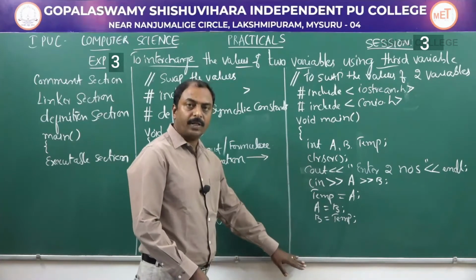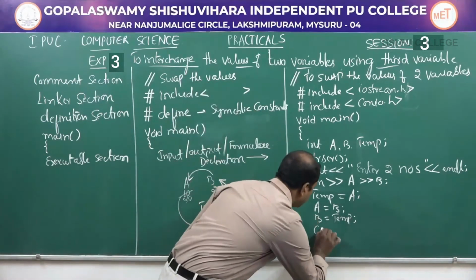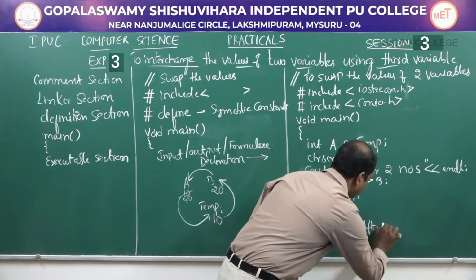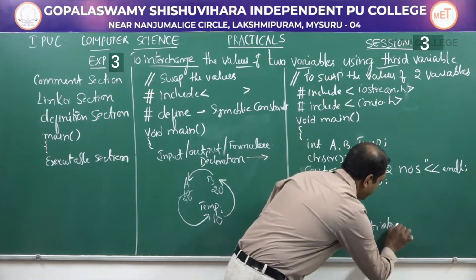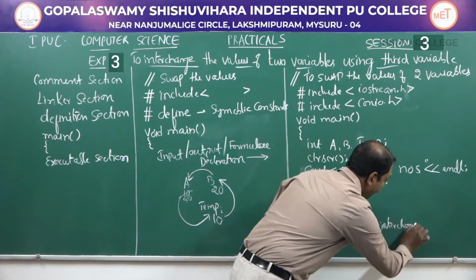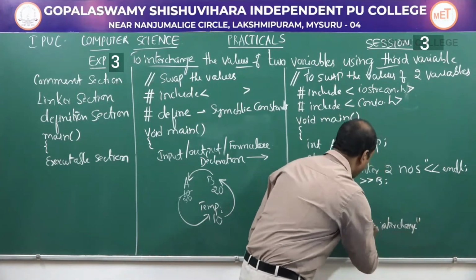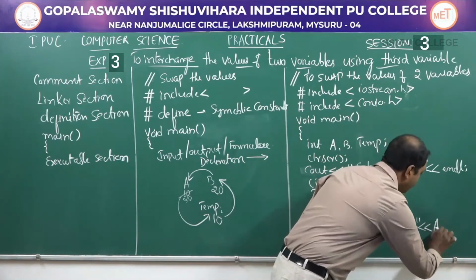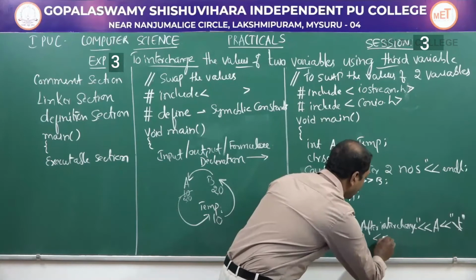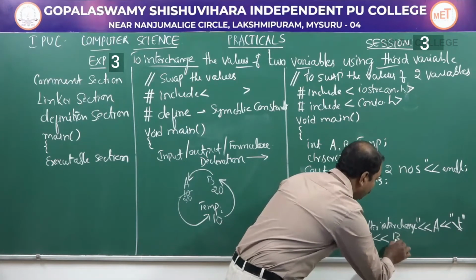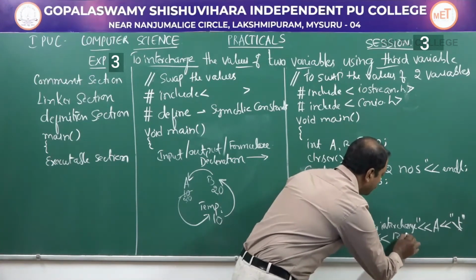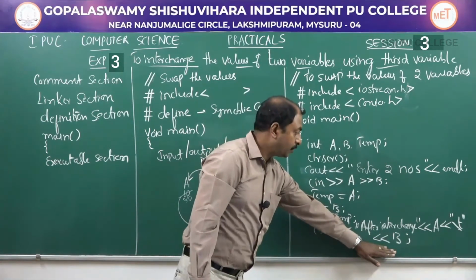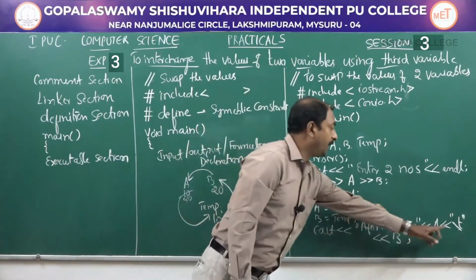We have to print the values here. I can write here cout, "After interchange", closing the quote here, and here I want to write the value of a. We are using this operator. Then we have to print the value of b and close this with a semicolon. This is the output statement to print the values of a and b.